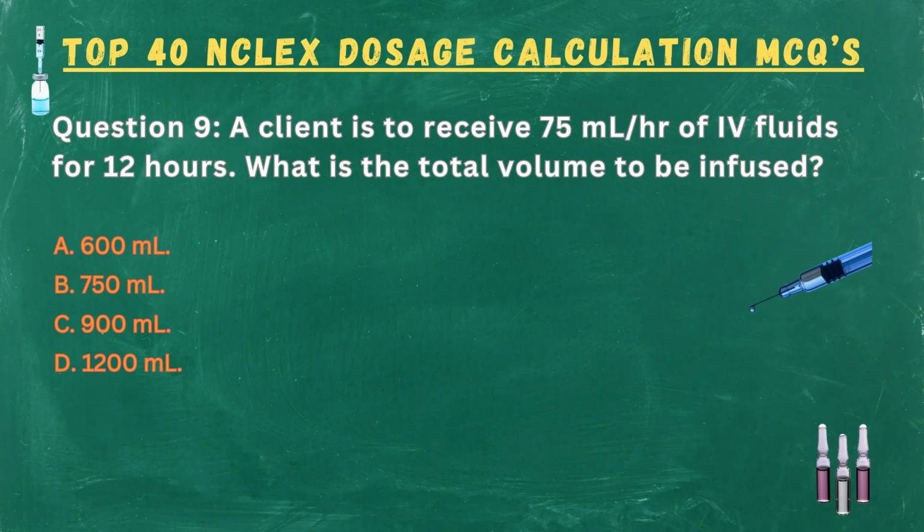Question 9. A client is to receive 75 milliliters per hour of IV fluids for 12 hours. What is the total volume to be infused? A. 600 milliliters. B. 750 milliliters. C. 900 milliliters. D. 1,200 milliliters. Answer: C. 900 milliliters.